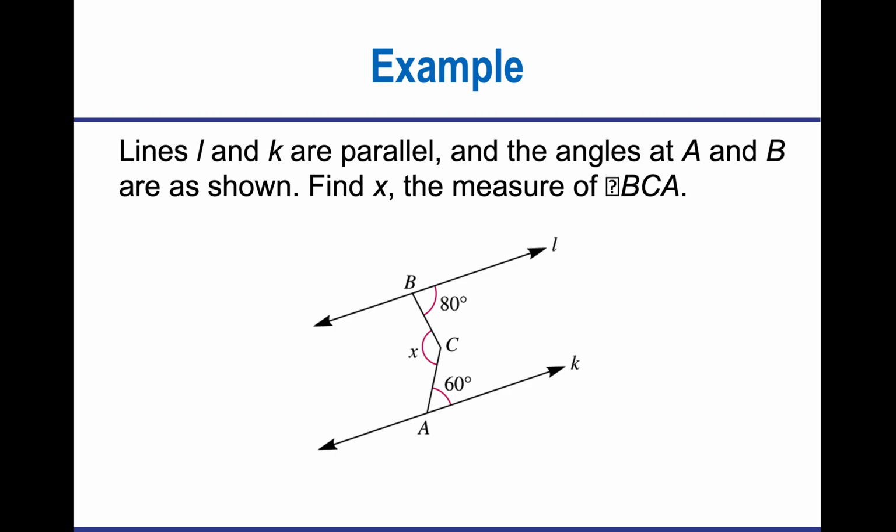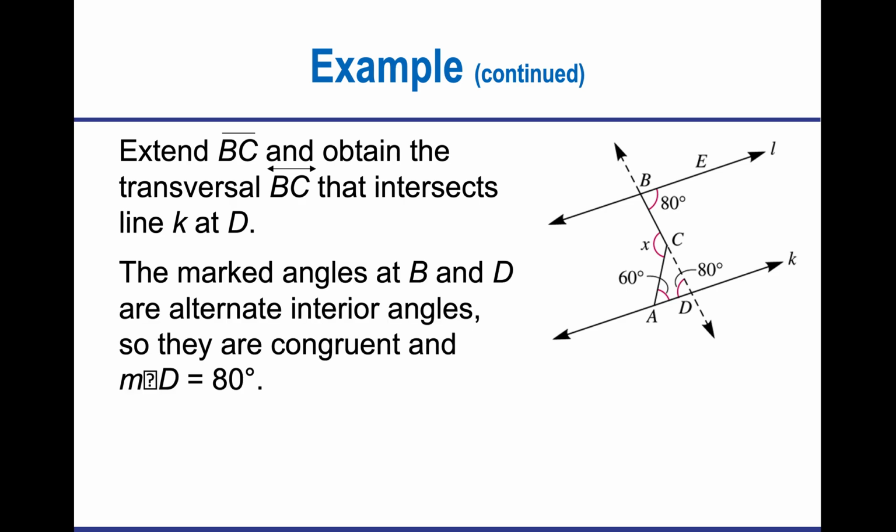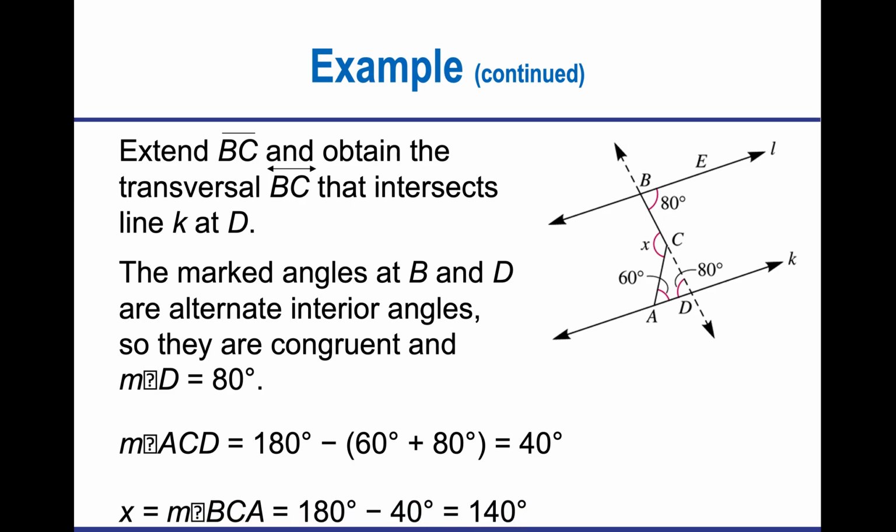Here, if I have lines L and K and they're parallel, and I want to find the angles for A and B, and I want to find angle X, the measure of BCA. Imagine if you extend that angle until you get a triangle. Once we have this triangle, we know some key measurements. To find angle C at the top of the triangle, I would simply work with 180 minus my 2 angles. Then to find angle X, that's a linear pair. So I'm going to do 180 minus the measure of the angle inside the triangle, and that gives me the value for X, which is 140.